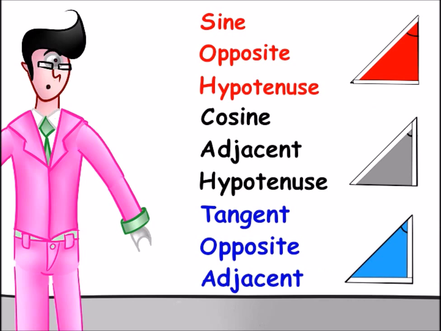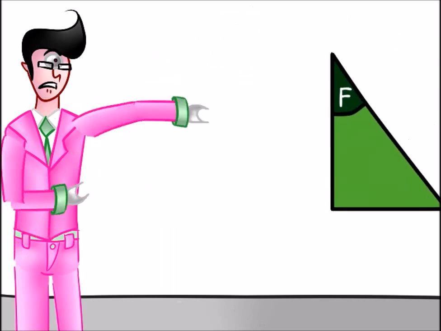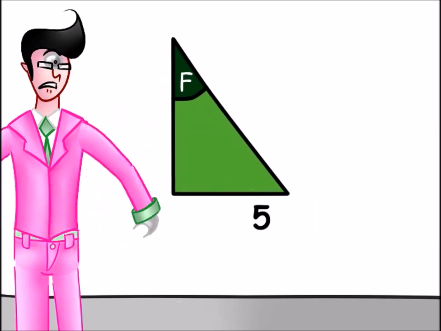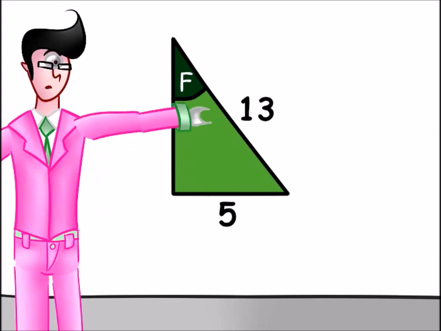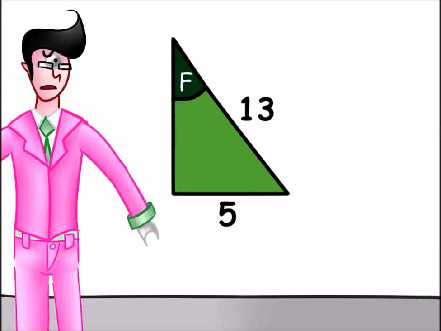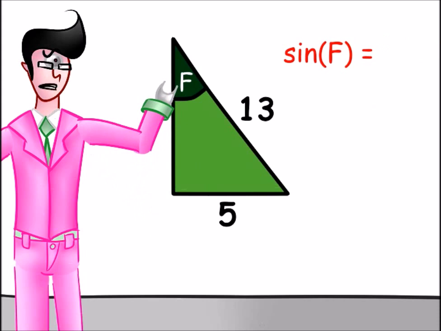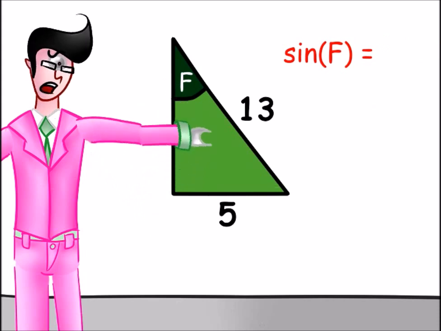An example of this would be if you need to find the sine of angle F, and the opposite side is 5, and the hypotenuse is 13. You would set up the equation so that sine of angle F is equal to the opposite over hypotenuse, or 5 over 13.